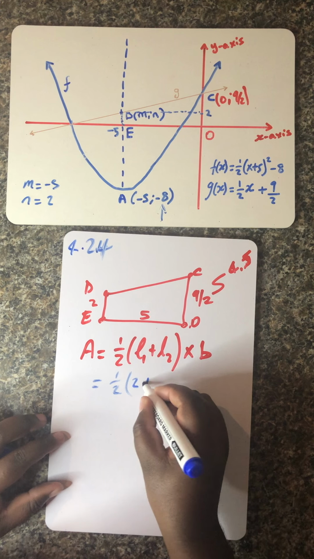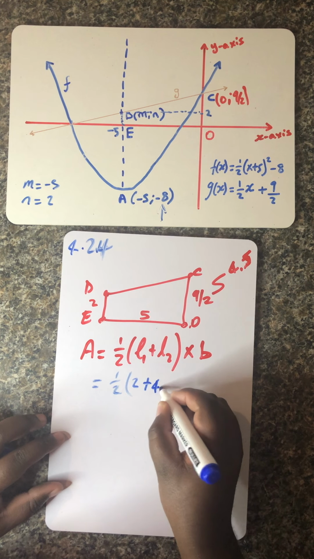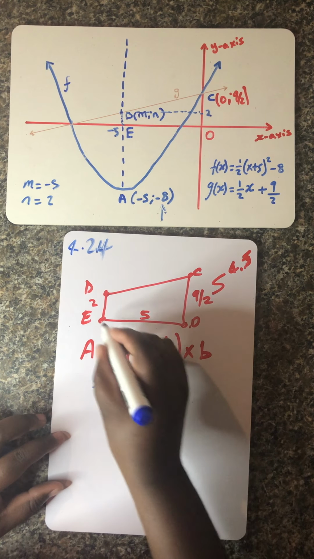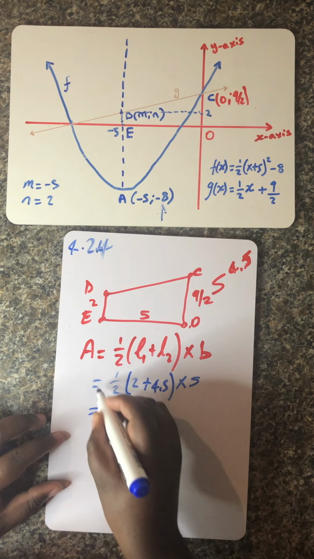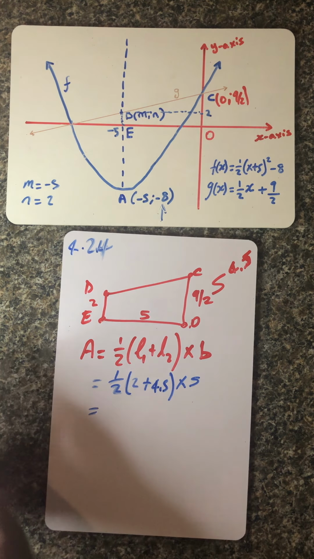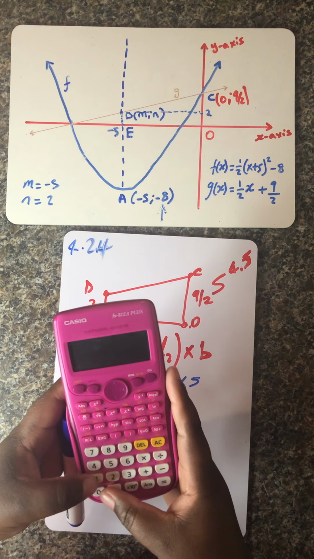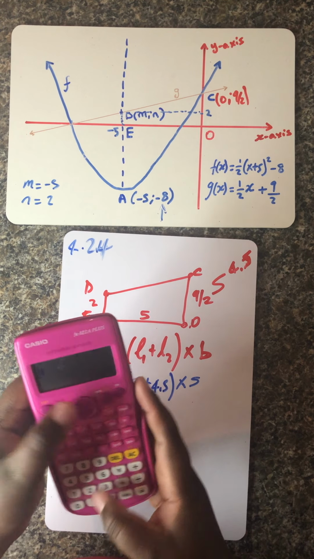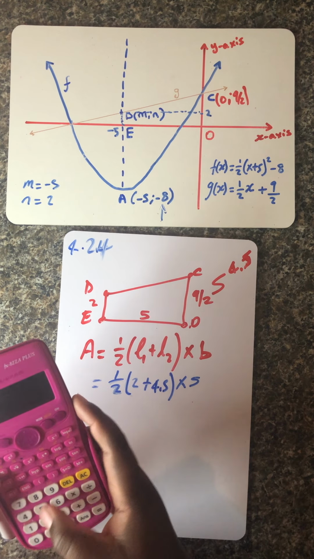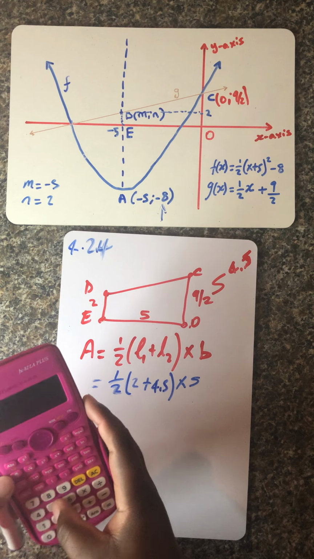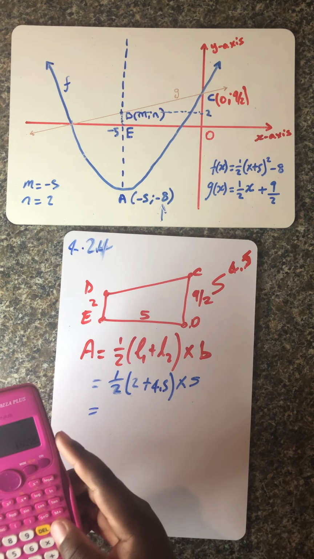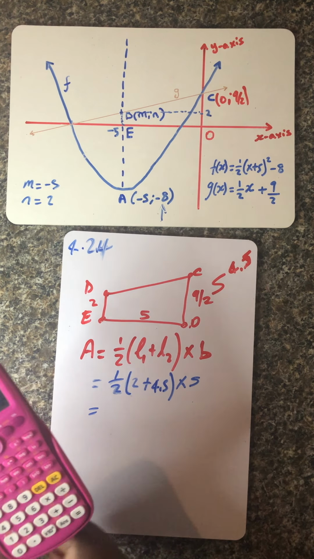So let's just say it's 2 plus 4.5 or 9 over 2, remember? And then you multiply by 5. Then you just punch all of this on a calculator and see what you get. So it's 1 over 2 into 2 plus 9 over 2, remember, which is 4.5. Then you multiply by 5 and you get an answer which is, let's see, it's 64.